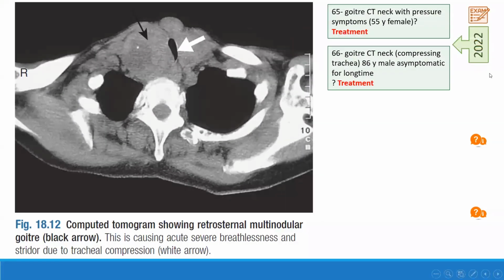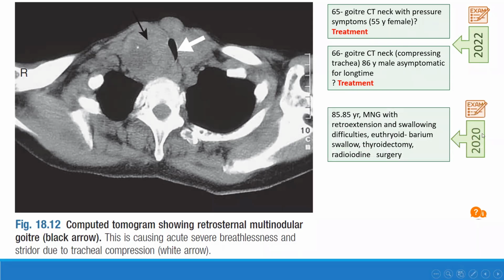In a previous exam, 2022, they asked a question about a patient presenting with a goiter and CT neck with pressure symptoms, a 55 year old female, treatment surgery, and another one, an 86 year old male, asymptomatic for a long time. Also, once there is a compression manifestation, I should go to surgery.